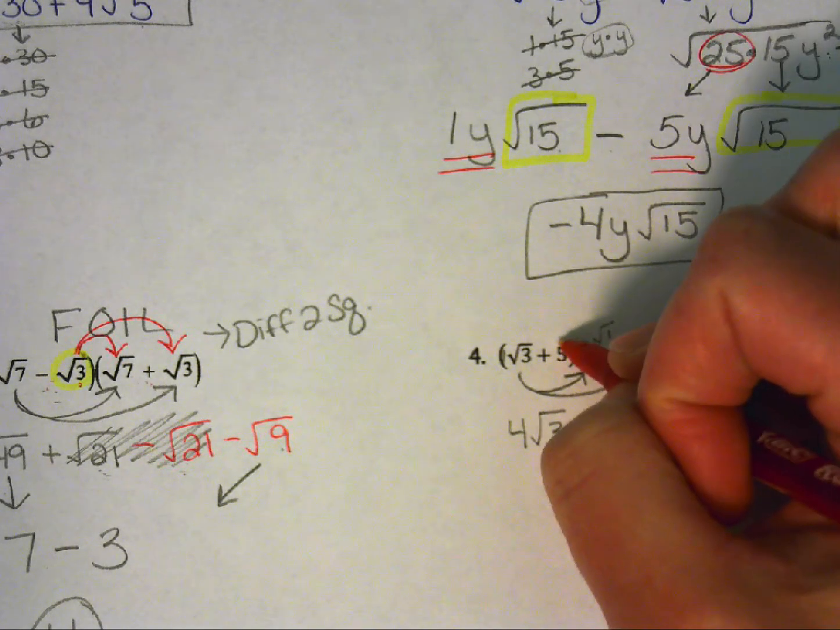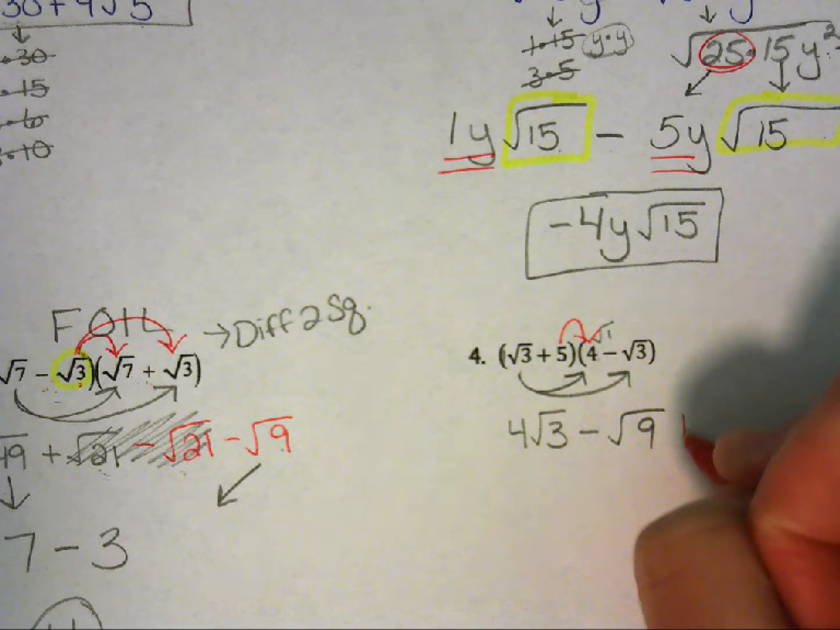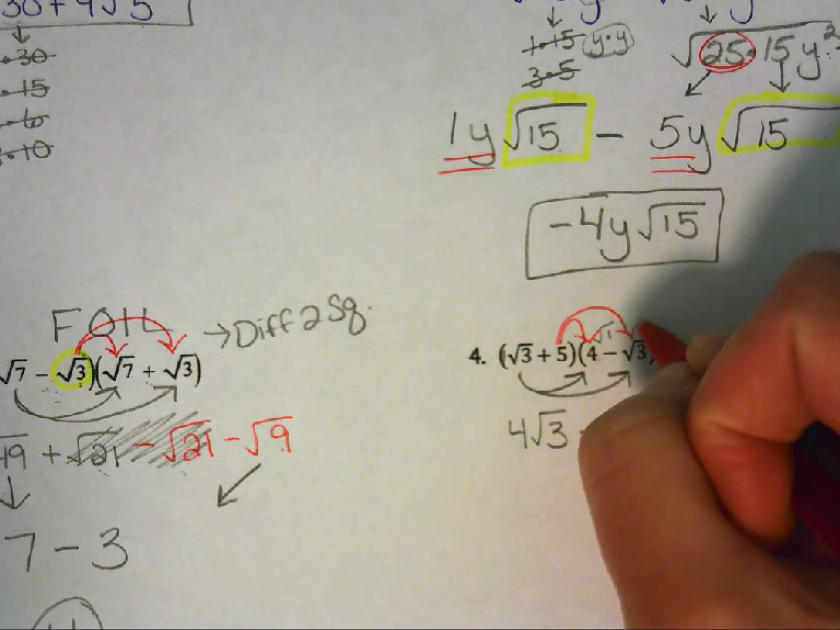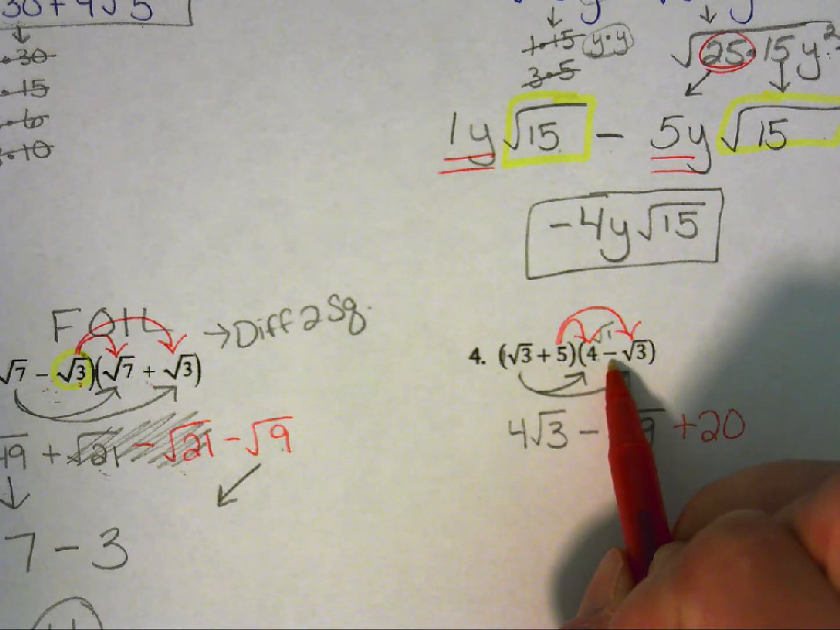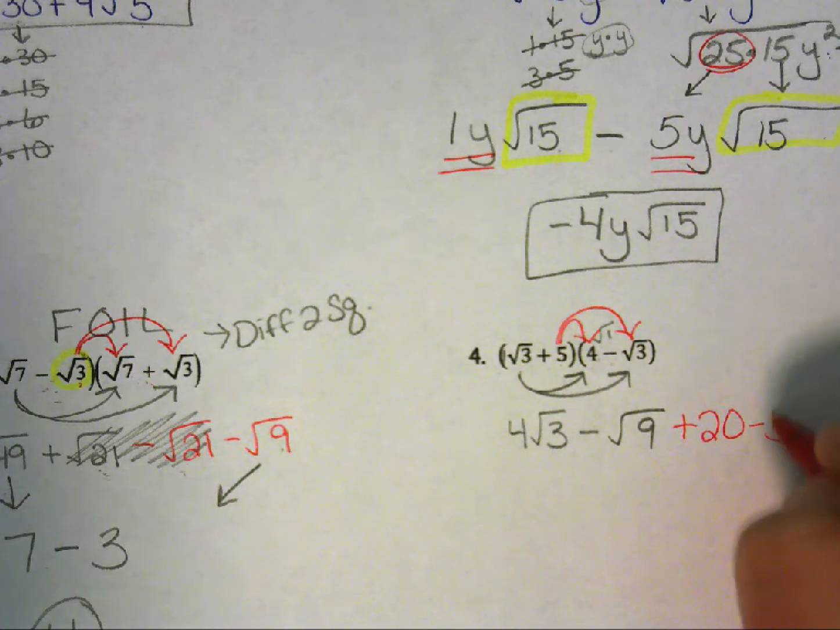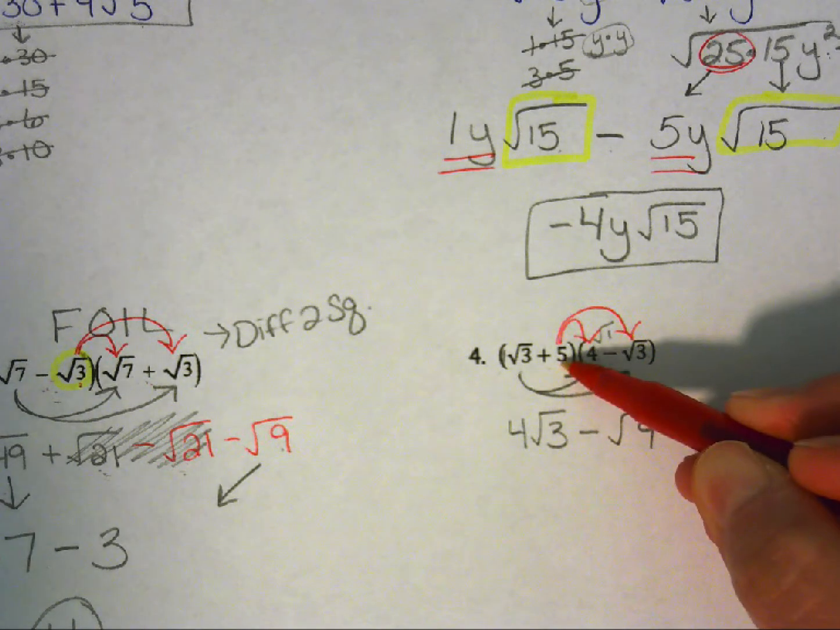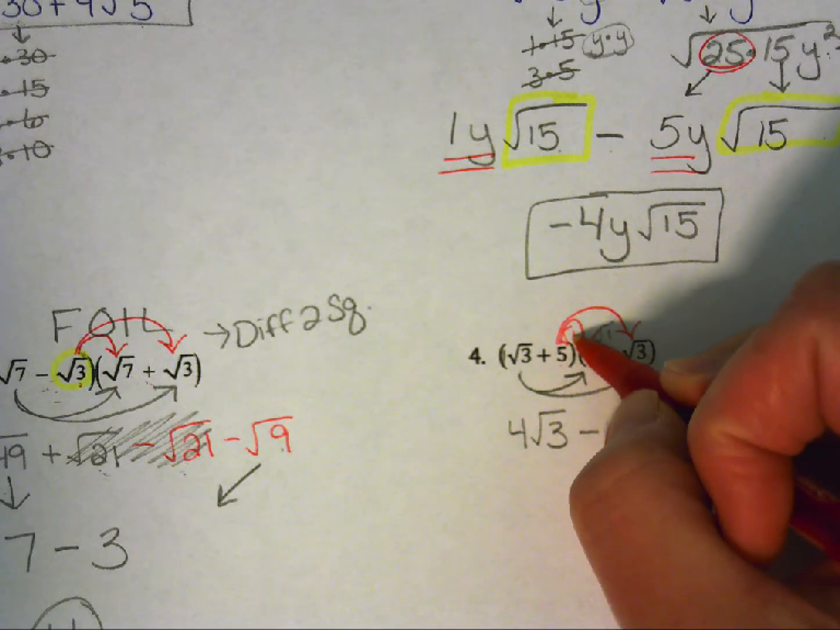We're going to go 5 times 4, which is 20. And we're going to go 5 times this one. So 5 times a negative, which is like a negative 1, and then no radical times radical. So remember, this is sort of like having a square root of 1 behind it.